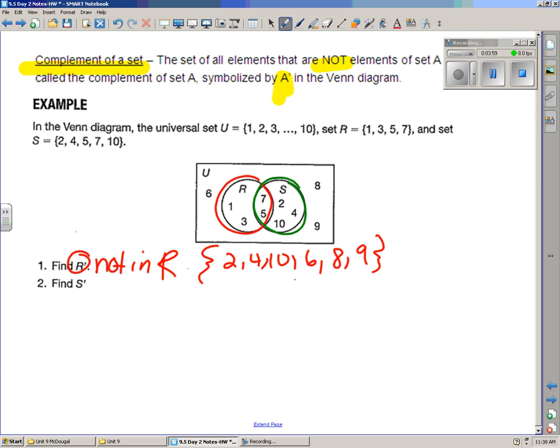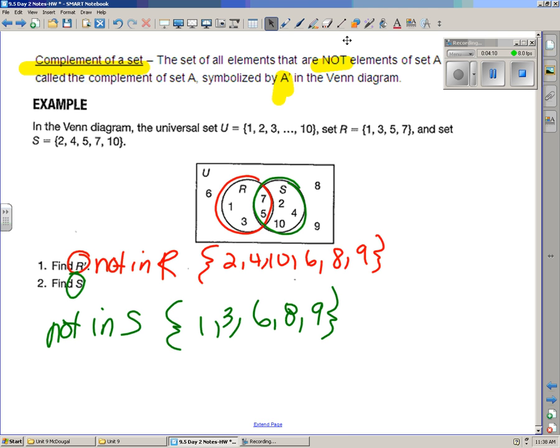Number 2, S prime, means what are the things not in S? And that would be 1 and 3, and then the 6, the 8, the 9. Okay.